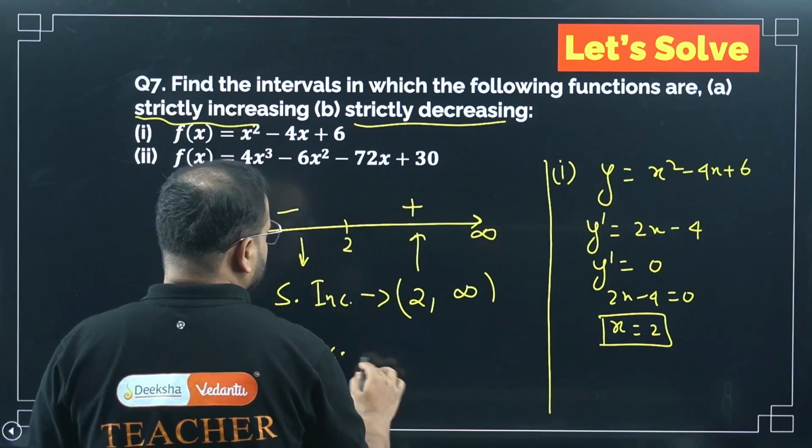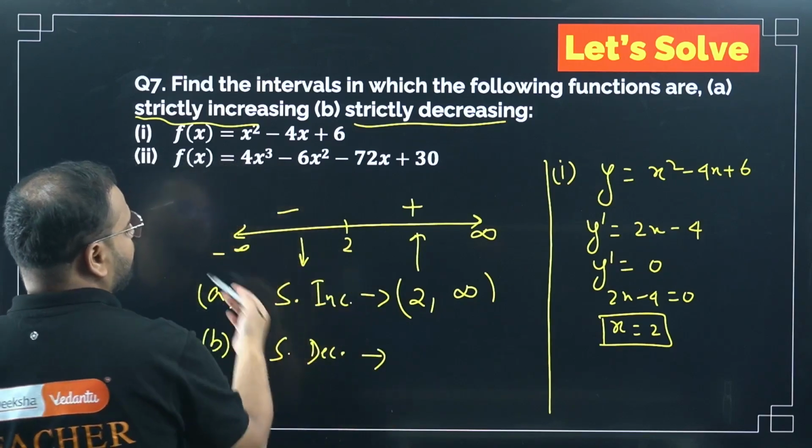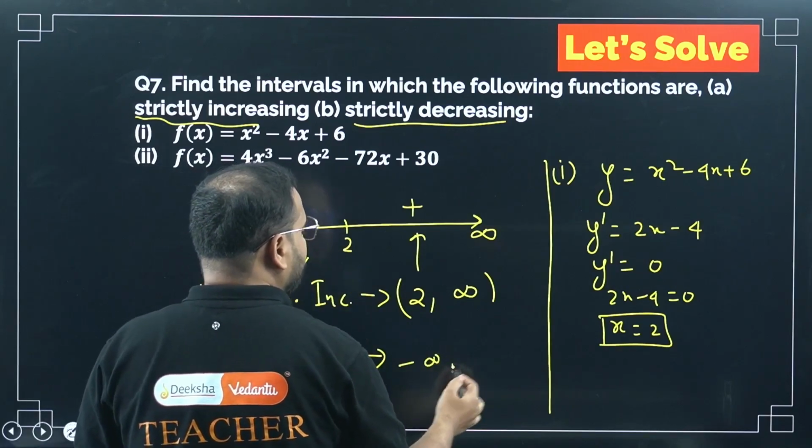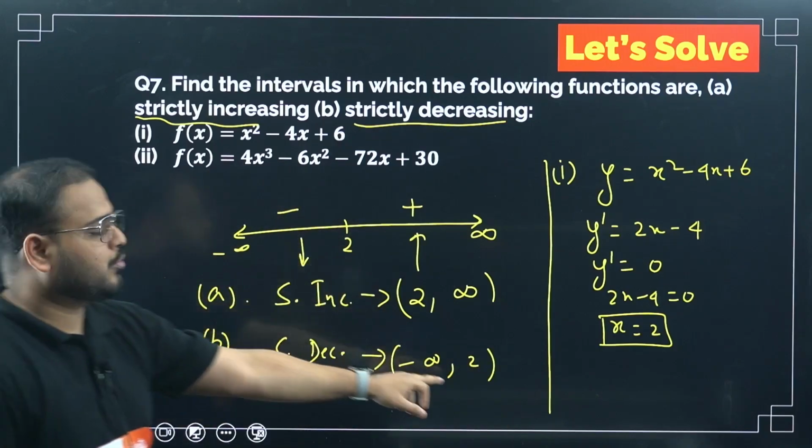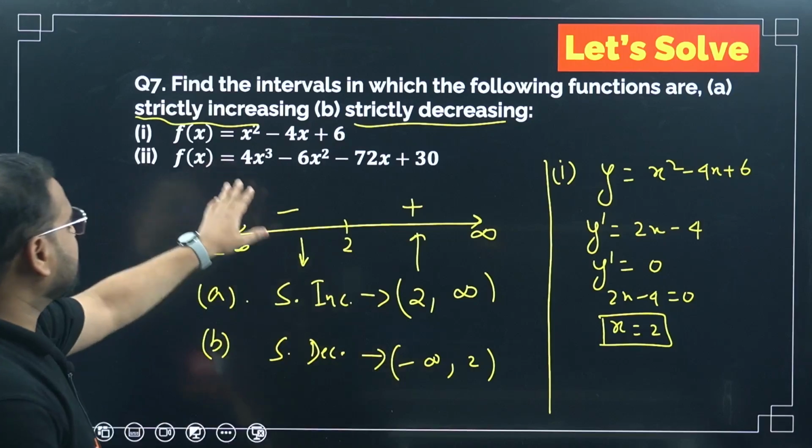Strictly decreasing, what does it tell me? Before 2, so I will write it as minus infinity to 2. Minus infinity to 2. This is my answer. So the first part is done.